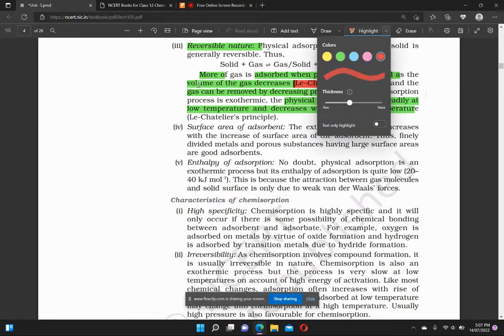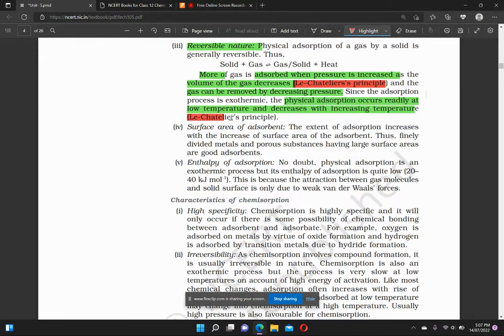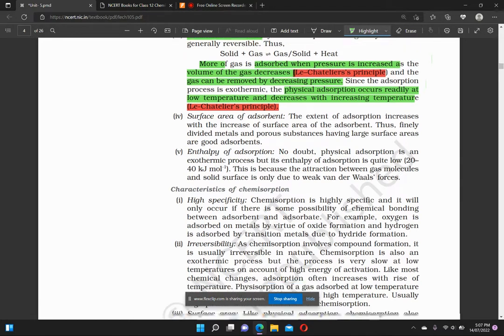Important. You can just increase the speed of this because I'm going so slow. Yeah, that's it. So more gas is adsorbed when pressure is increased and volume is decreased, and gas can be removed by decreasing pressure. And physical adsorption occurs readily at low temperature and decreases with increase in temperature.